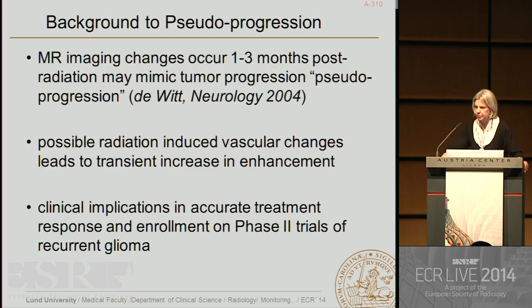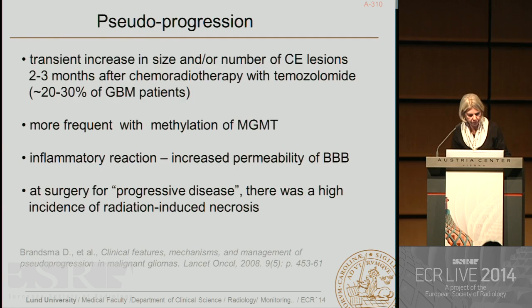So what is then pseudo-progression? Well, it is changes that we can see usually 1 to 3 months, sometimes a little bit longer, after radiation and chemotherapy. Usually it's considered to be radiation-induced changes in the vessels that lead to a transient increase in the enhancement. And this has the clinical implications that I mentioned before, that we do not want to put any patient into any kind of clinical trial for changing of therapy in the first 3 months, just so we don't include patients that have a pseudo-progression and not a true progression.